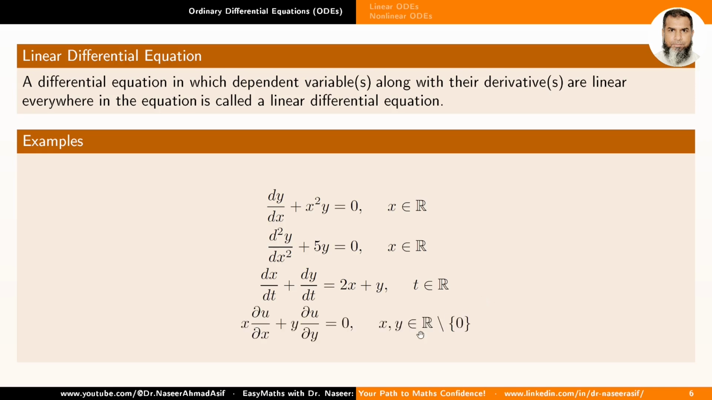We'll see another example. This is x partial u by partial x plus y partial u by partial y is equal to 0. In this equation, x and y are independent variables. u is a dependent variable. This is the derivative of u with respect to x. This is the derivative of u with respect to y. This is a linear term. This is a linear term. So this is a linear differential equation.